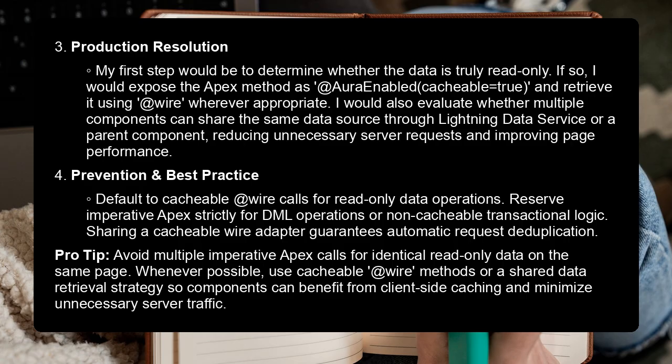Pro tip: avoid multiple imperative Apex calls for identical read-only data on the same page. Whenever possible, use cacheable @wire methods or a shared data retrieval strategy so components can benefit from client-side caching and minimize unnecessary server traffic.